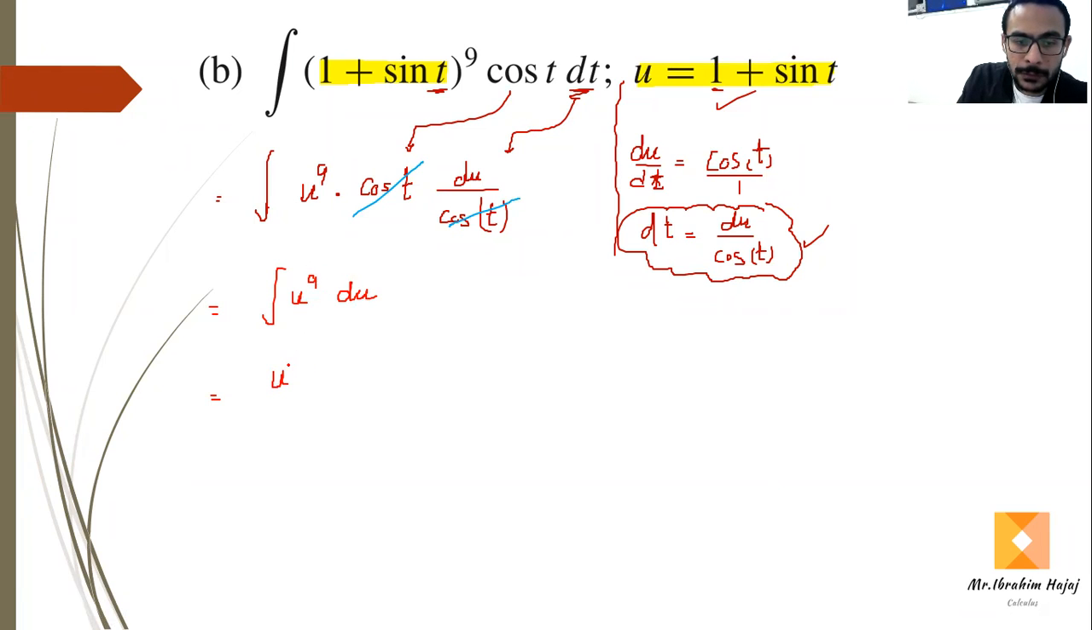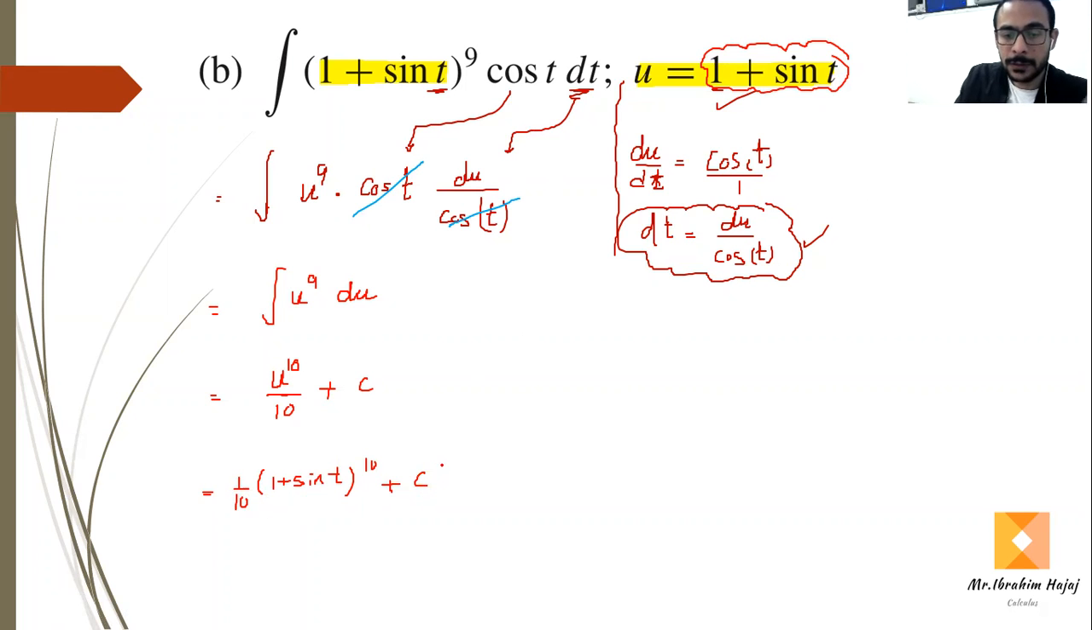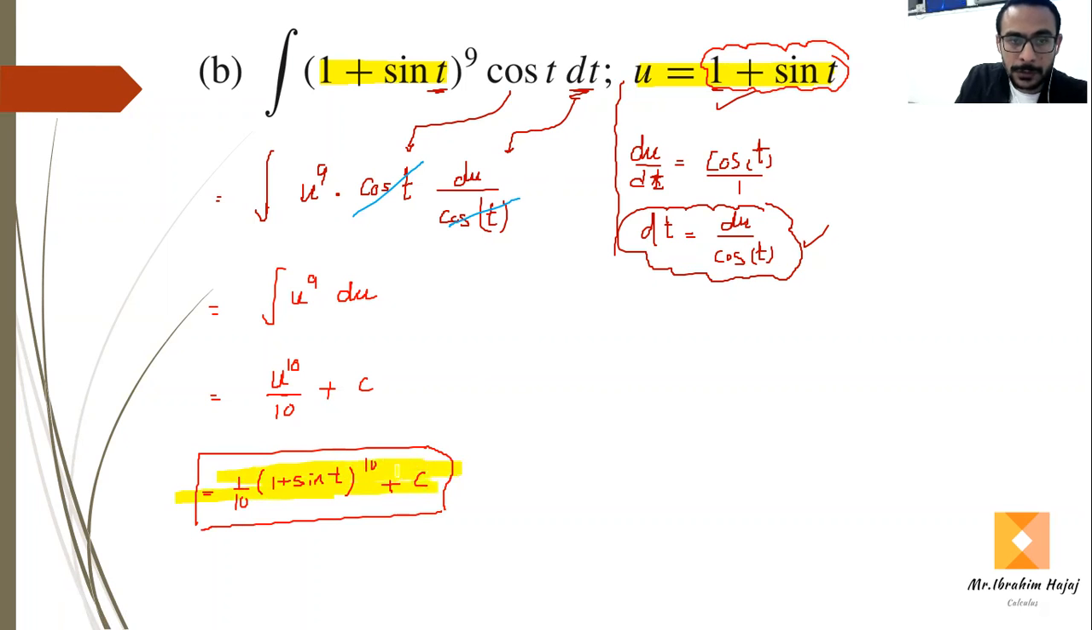We add 1 to 9 when we integrate, so it's u to the power of 10 over 10 plus c. Then we return u to its original value, which is 1 plus sine t, all to the power of 10, over 10 plus c, or multiply by 1 over 10. So this is your final answer. Okay, Omar? Okay, this is the question.